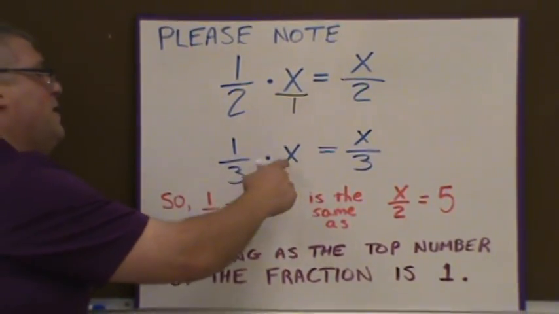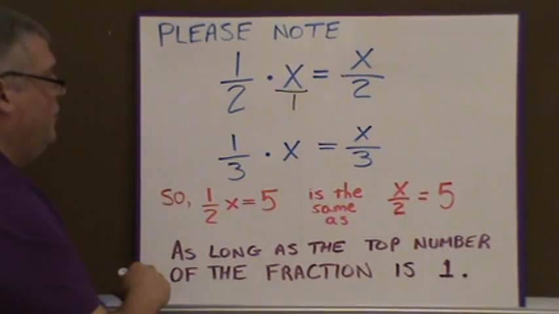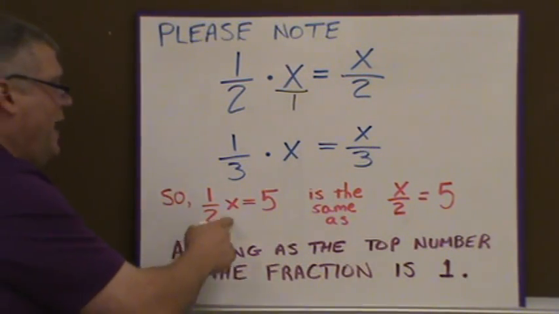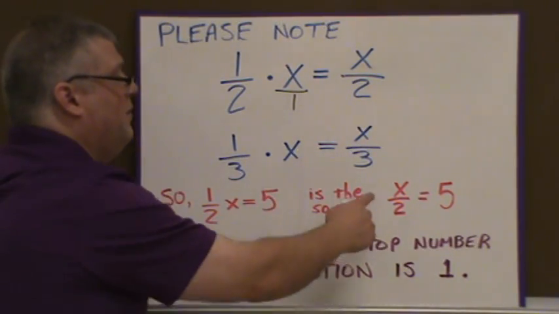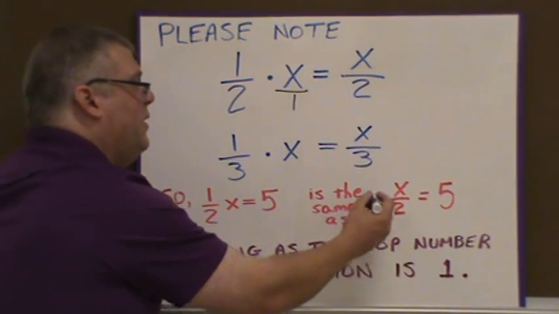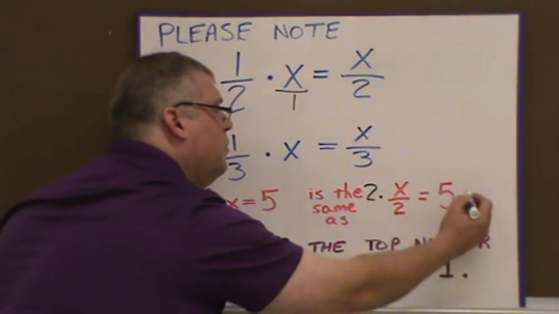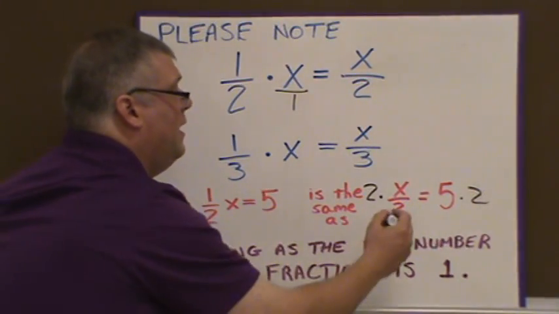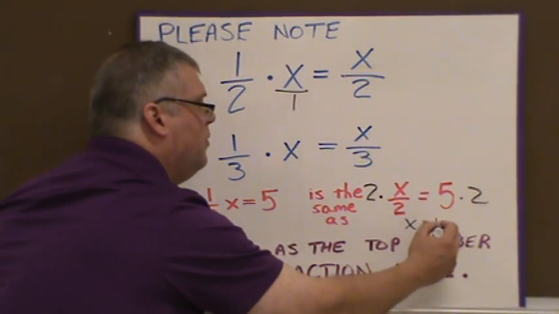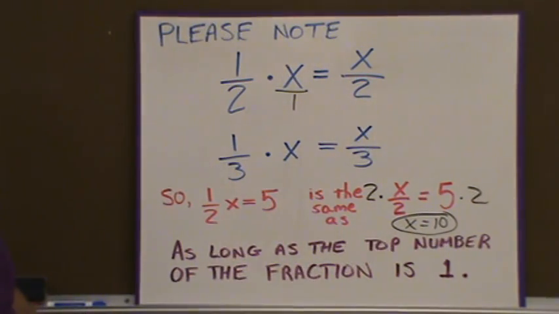So 1/3 times x is the same as saying x over 3. What does this mean? Well, if I have 1/2 x equals 5, it's the same as saying x over 2 equals 5. Written in this form, it's a little easier to see that to solve, I need to multiply by 2. Do the opposite of dividing, which is multiplying. I get x is equal to 10. You may not see that as easily when you've got the fraction like that.